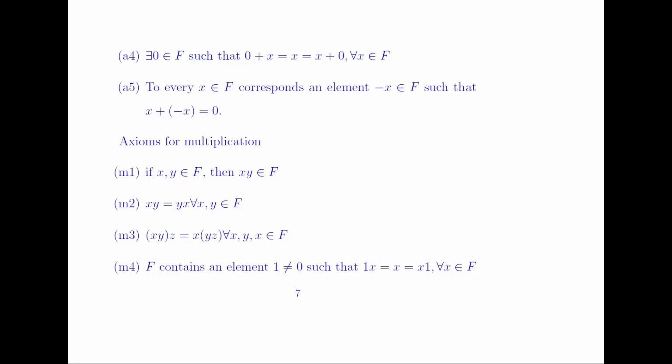So now we discuss some of the axioms under multiplication. First is the closure property under multiplication, that is x into y belongs to the field F. The second one is the commutative property under multiplication, that is x into y is equal to y into x. The third one is the associative property under multiplication. And fourth is the existence of an identity element under multiplication, that is there exists a non-zero element 1 such that 1 into x is equal to x into 1.